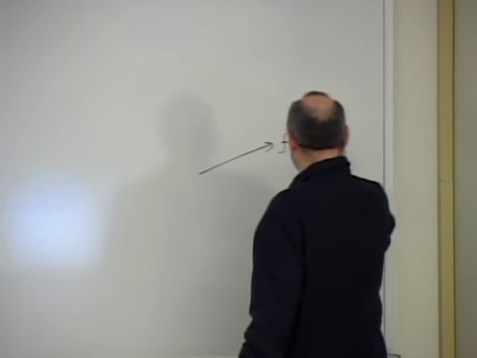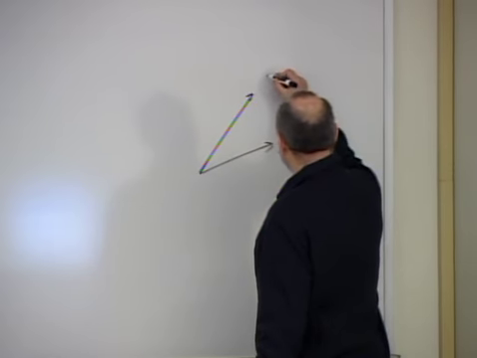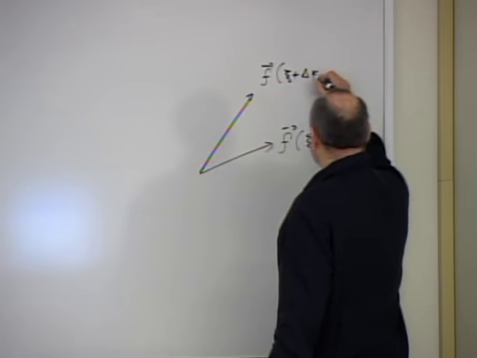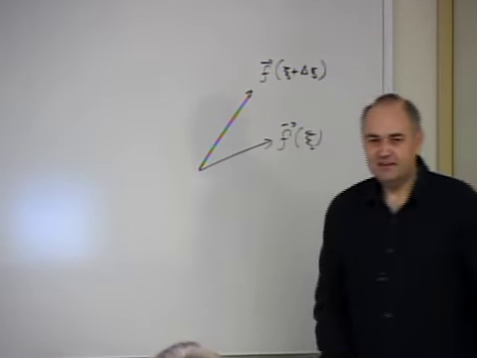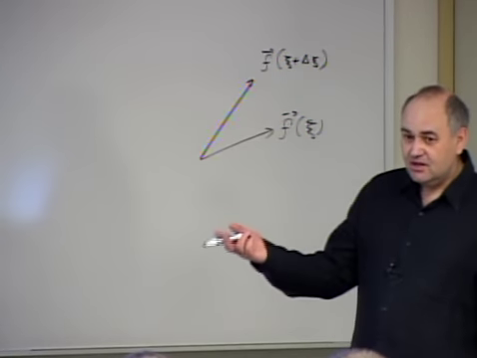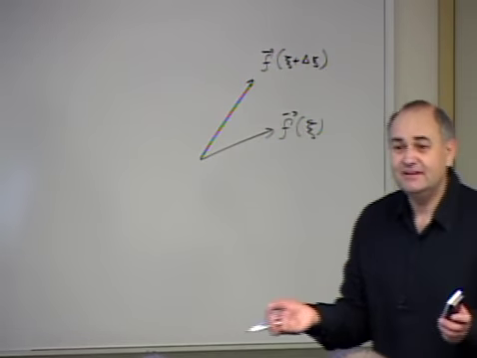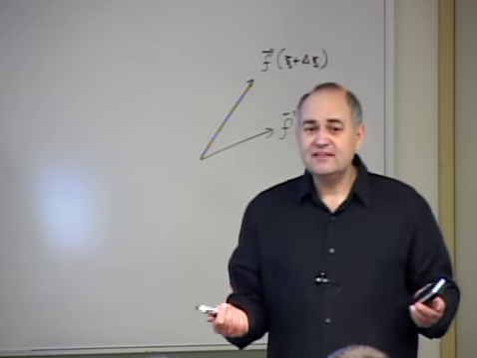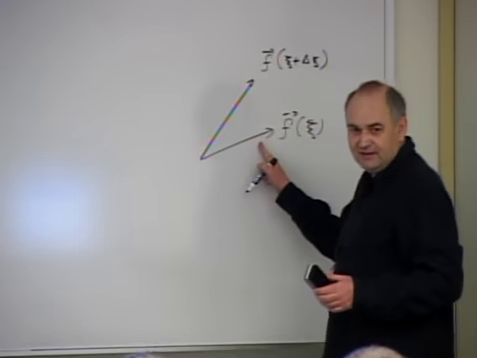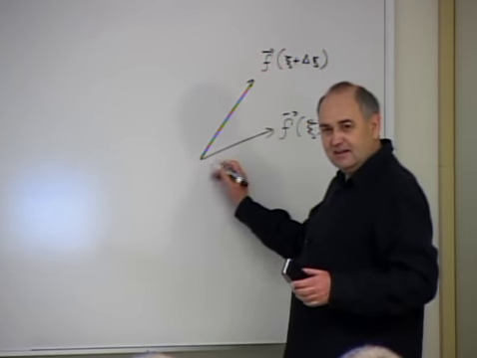So this vector is f of psi, and this vector is f of psi plus delta psi. All right. So what am I supposed to do first? Subtract. Well, yes. But subtraction is really addition. Yeah. So I have to flip one of the vectors. Which one? This one. I have to flip this one, and so it will be a vector like that.